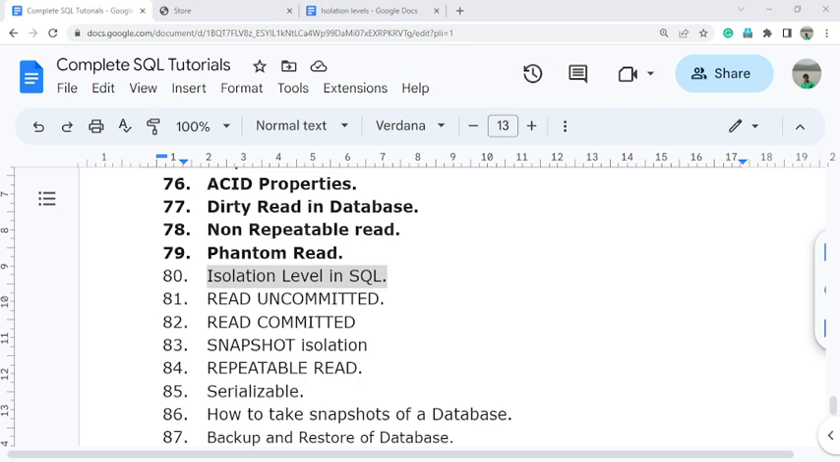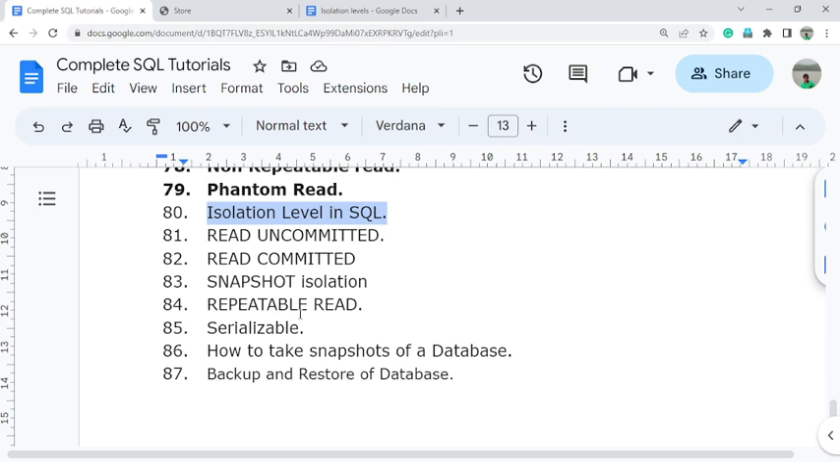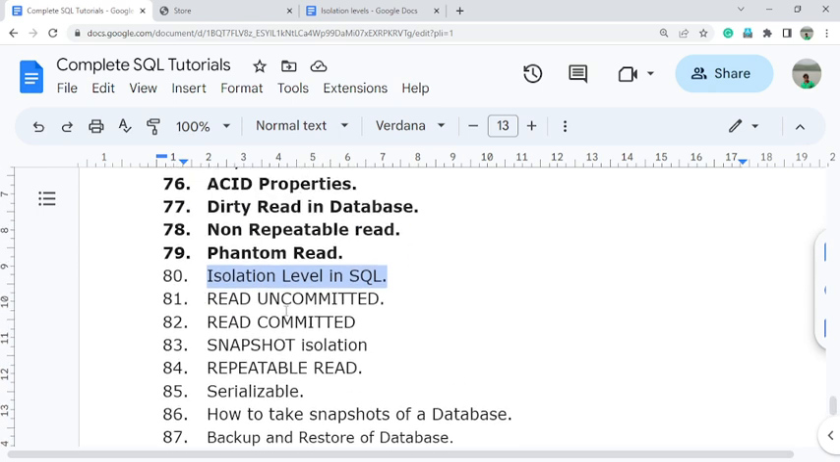This is a very important topic from the interview point of view. You will always get questions related to isolation level, so I will discuss it in detail. First we understand what exactly the isolation level in SQL is. Then we can go through the different types of isolation level we have, like read uncommitted, read committed, snapshot, repeatable read, and serializable. I will discuss in detail how we can apply them in a real-time database, and in which scenario which isolation level will be used.